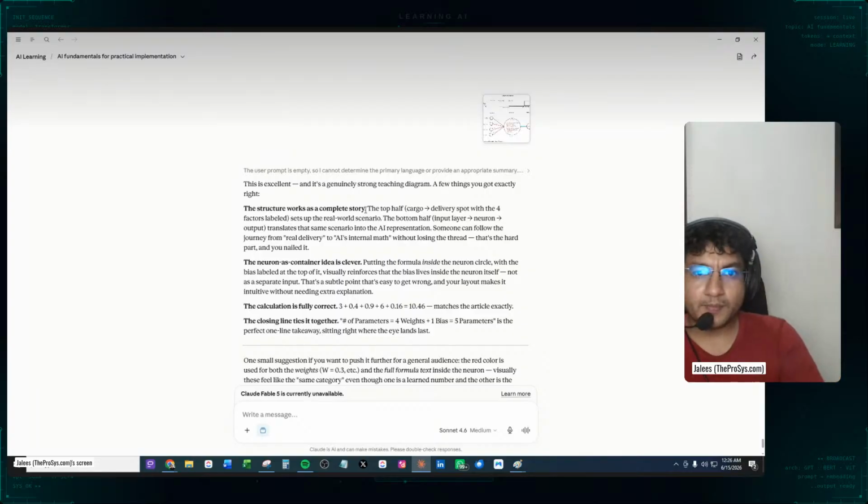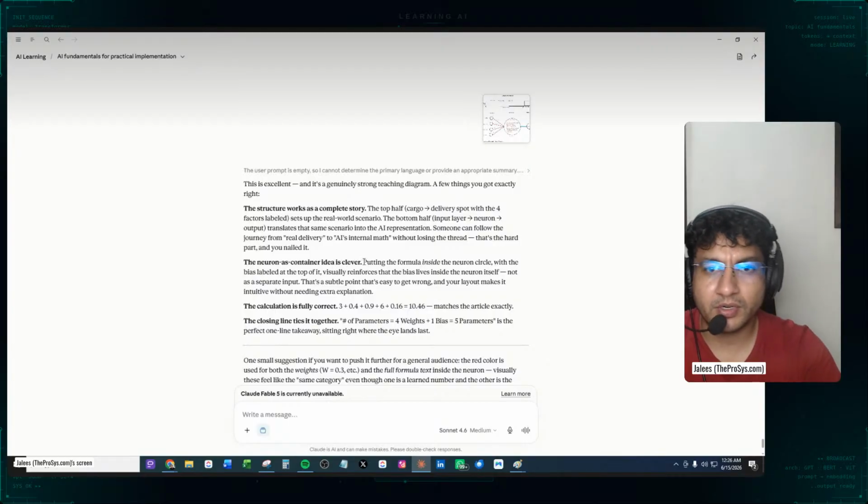The top cargo delivery is positive for parameters in the library scenario. The bottom half, the input layer translation, uses the same scenario, so even someone can follow the journey of the real delivery as the internal math without losing the thread. There's the hard part and you nailed it. The neuron as container idea is clever.